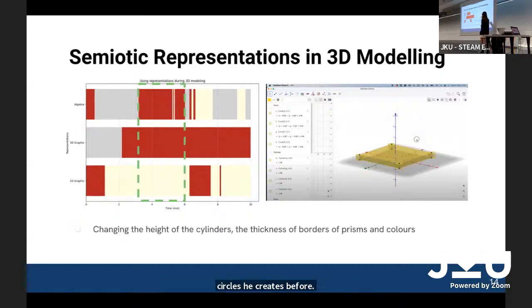In this part, he continued with the algebraic view and selected some of the commands to change the thickness of the border, the height of the prisms or cylinders, and the colors of the objects. We can say that it's a designing or aesthetic part of the modeling. Maybe it's a transformation, but a cognitive aspect we want to investigate.